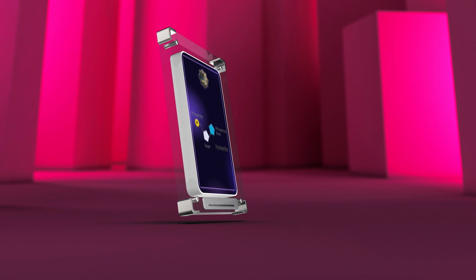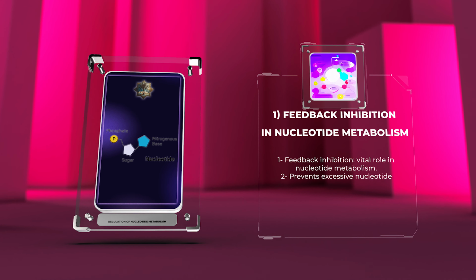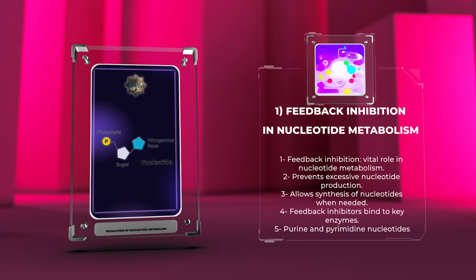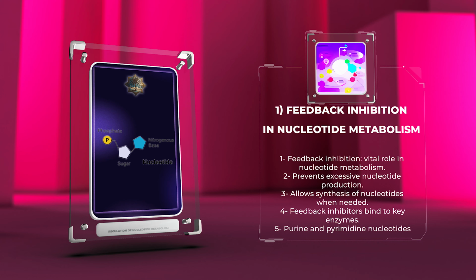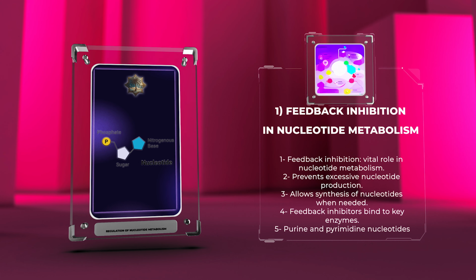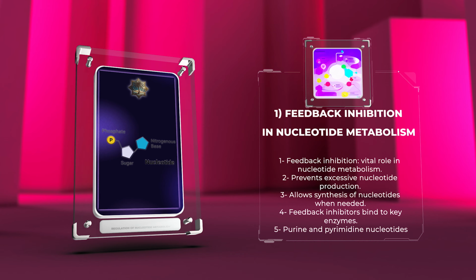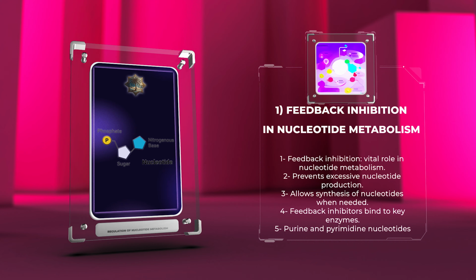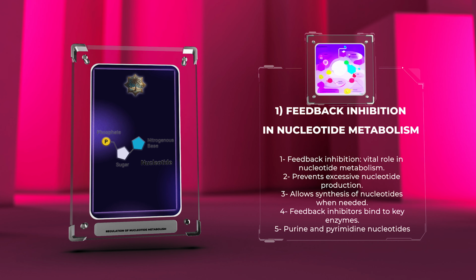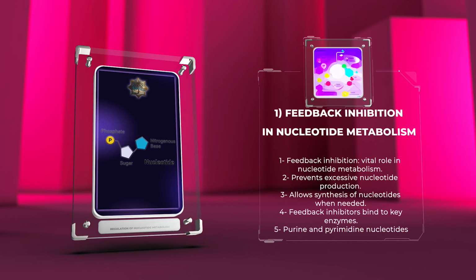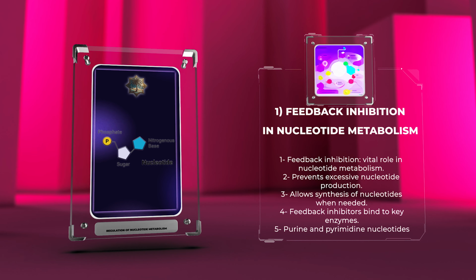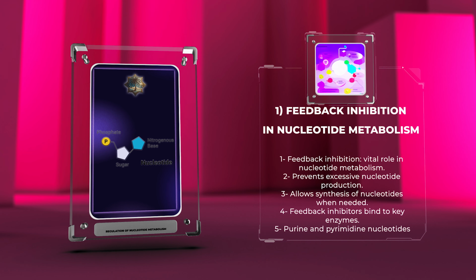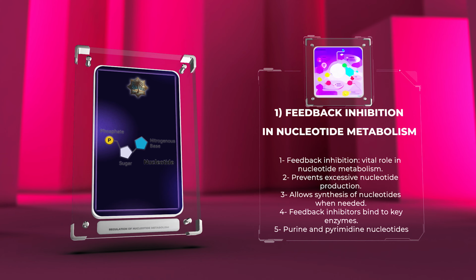In nucleotide metabolism, feedback inhibition plays a vital role in maintaining optimal nucleotide concentrations within the cell. This regulatory mechanism ensures that excessive nucleotide production is prevented while also allowing for the synthesis of nucleotides when they are needed. Feedback inhibitors act by binding to key enzymes involved in the nucleotide biosynthesis pathway, thereby allosterically regulating their activity. Examples of feedback inhibitors include purine and pyrimidine nucleotides, which exert negative feedback control over various enzymes in their respective biosynthesis pathways. These feedback inhibition mechanisms fine-tune the overall nucleotide synthesis process and prevent the accumulation of excessive nucleotides.